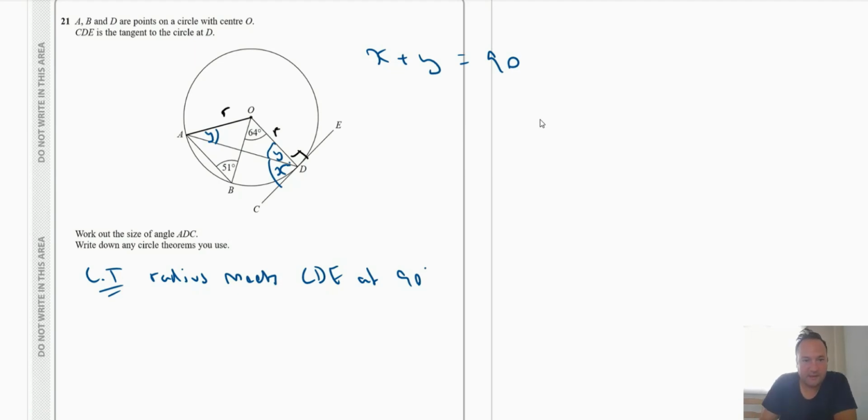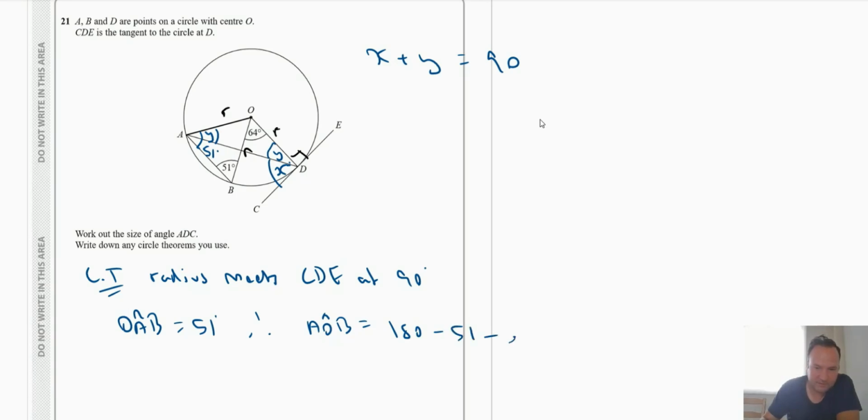And then what we can also see is that the line O to B is also the radius. So that basically means that triangle OAB is also an isosceles, which means that the angle OAB is 51 degrees. So we can say OBA is 51 degrees. Therefore, angle AOB, since all three angles have to add up to 180 in a triangle, is going to be 180 minus 51 minus another 51, which gives us 78 degrees. So 78 degrees we can put inside here.